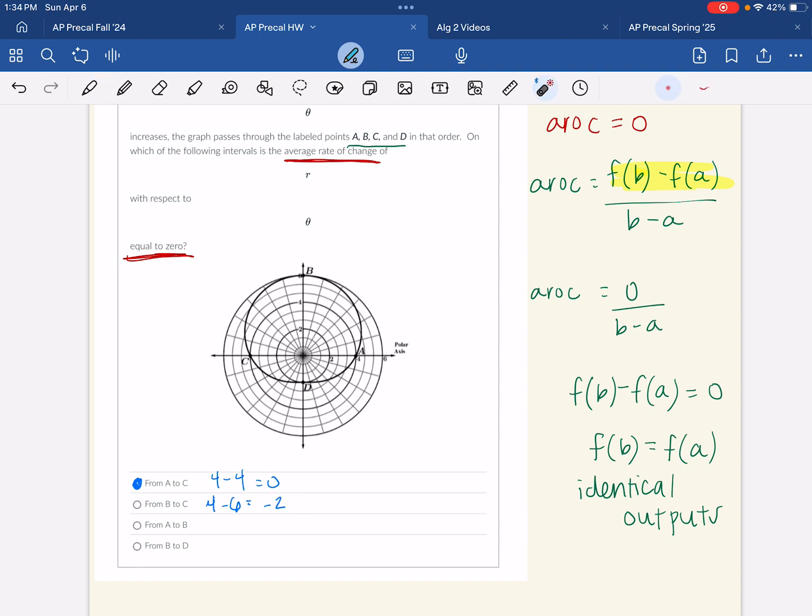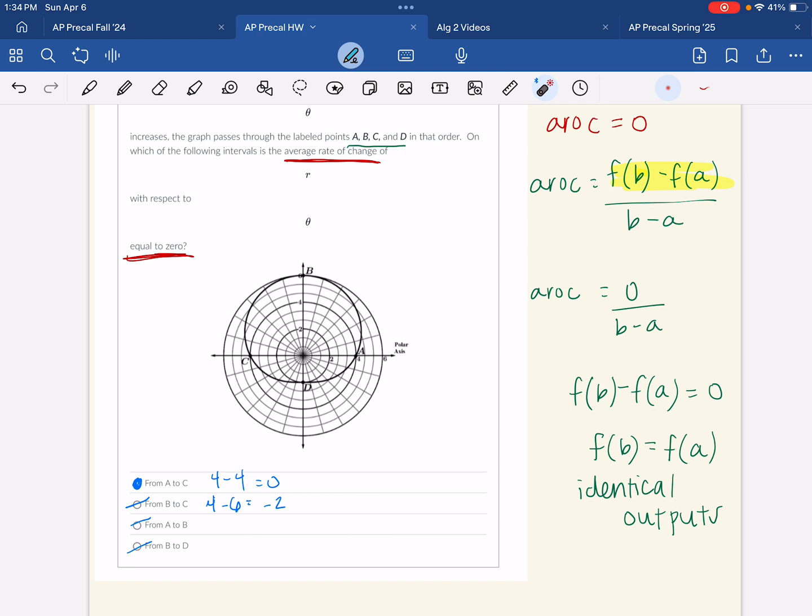And then we could test the same thing. Of course, A to B would be 6 minus 4, and then B to D, you might say, well, wait, these could be it. They're on the same axis, but if we looked at their outputs, we have 2 minus 6. So for those reasons, the other ones are not going to give us 0, and we can really just focus on making sure, if we are trying to find the average rate of change of 0, that our numerator is 0. These outputs equal each other.